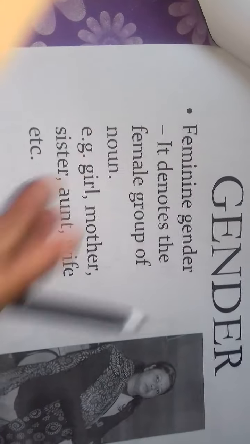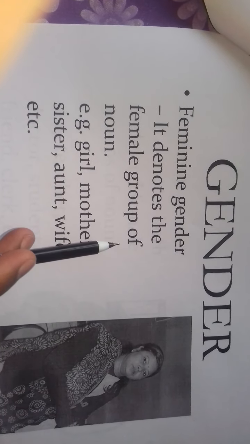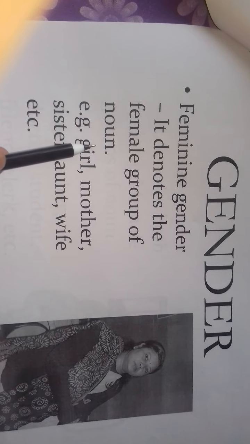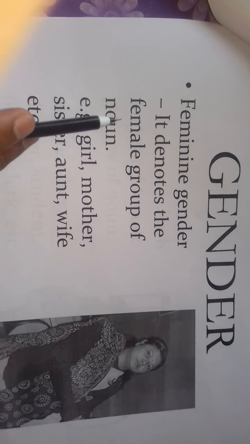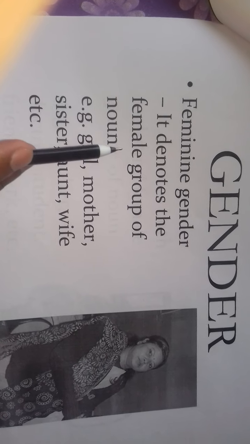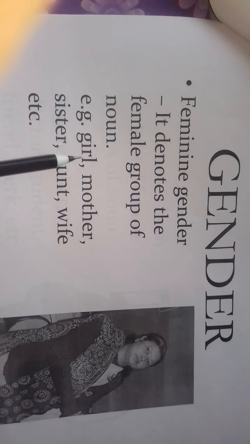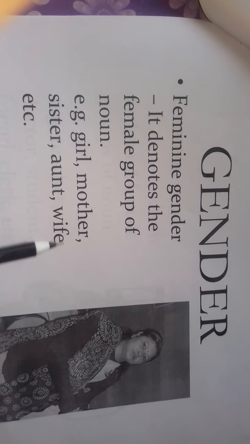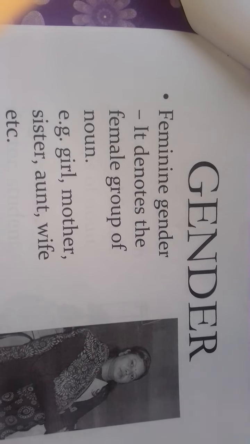Now we should come to number 2, that is feminine gender. It denotes the female group of noun. Masculine denotes male group and feminine denotes female group. And the example of feminine gender is girl, mother, sister, aunt, wife, etc. So masculine is for male and feminine for female.